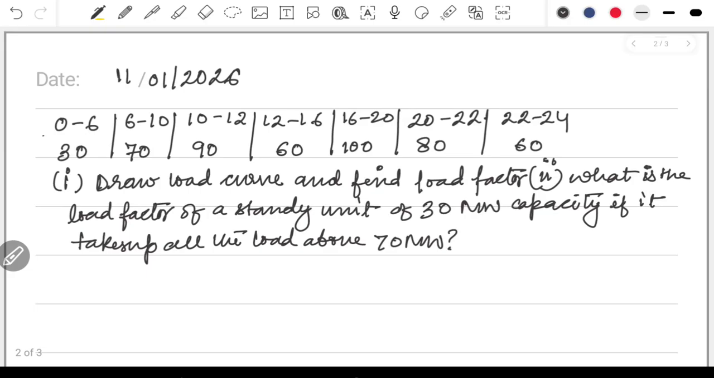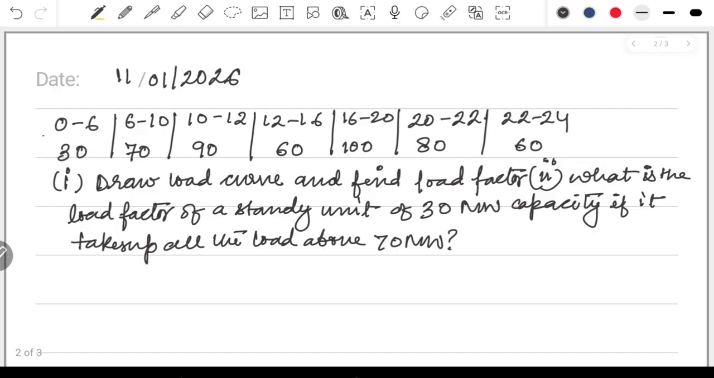In today's lecture, we'll be trying to solve a few problems based on what we have learned in the last lecture. In the last lecture, we learned about the load duration curve as well as about different factors. So, in this lecture, this is the first problem.